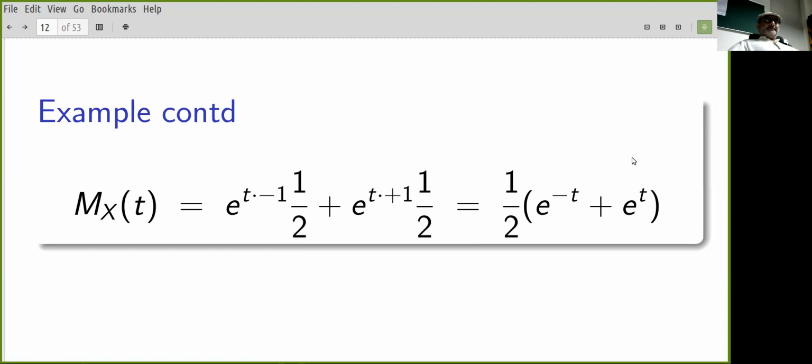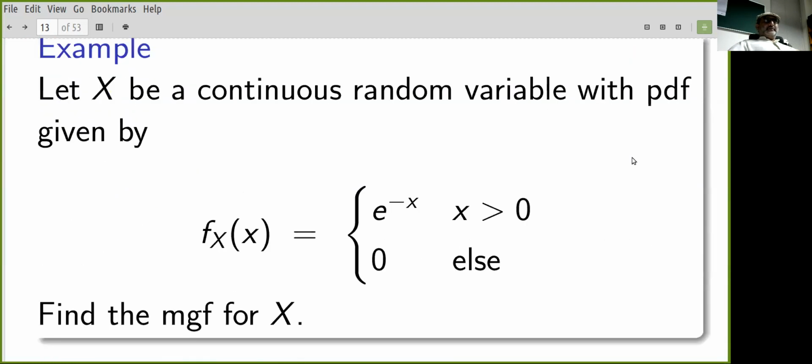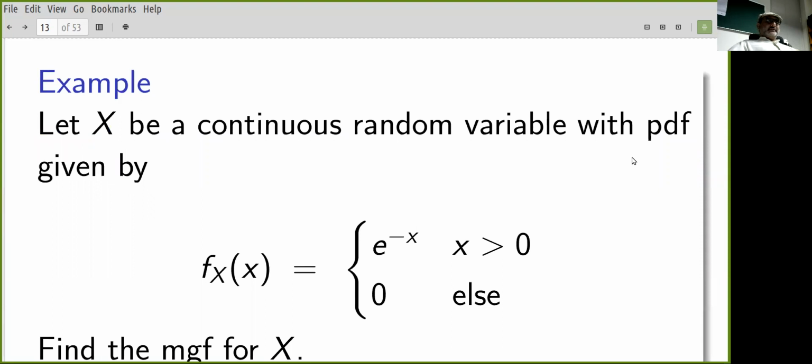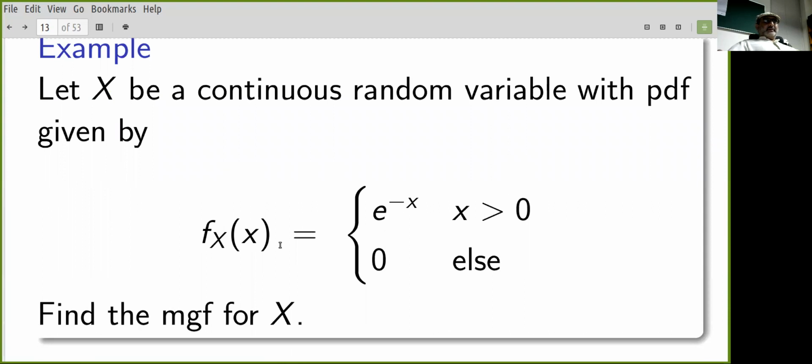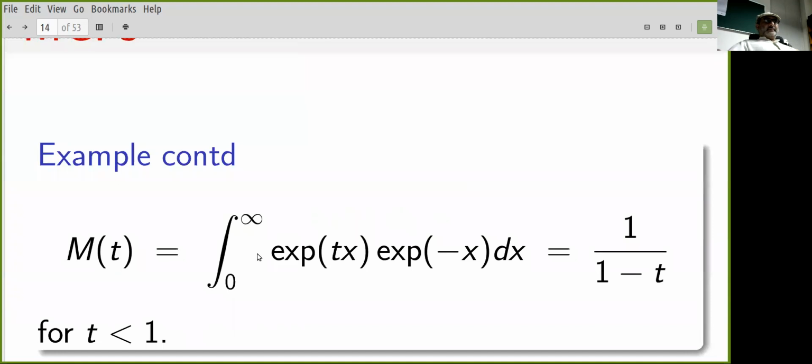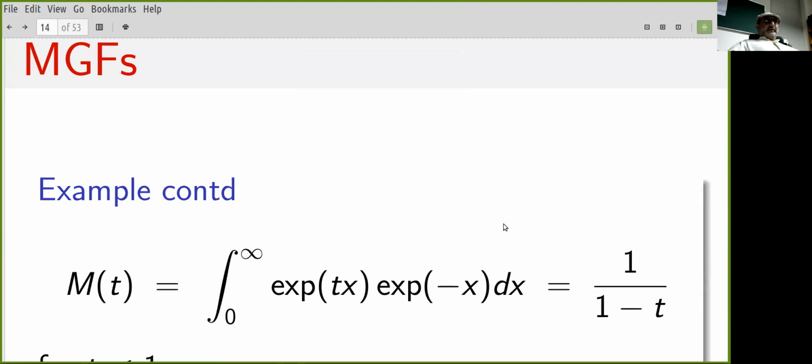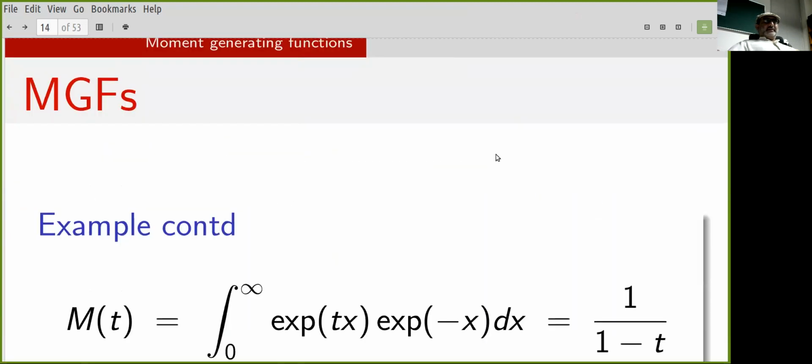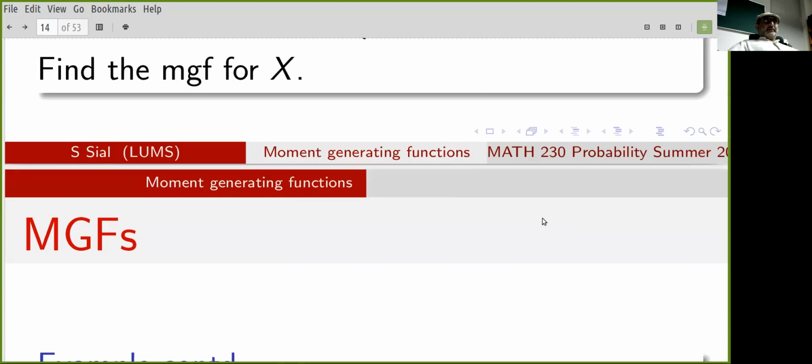That is the moment generating function for that random variable X. Okay, let's try another one, this time with a continuous random variable. The previous one was a discrete random variable. The PDF of this X, f sub X of x, is e to the -x for x greater than 0 and 0 otherwise. Find the moment generating function. Well, what do you have to do? You have to take the expectation of e to the tX.